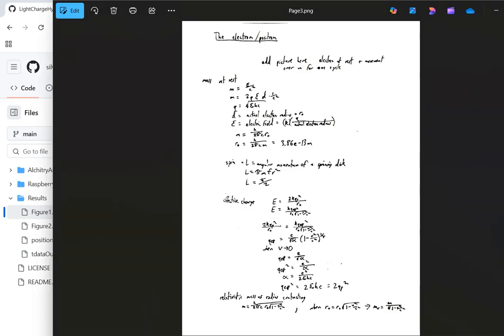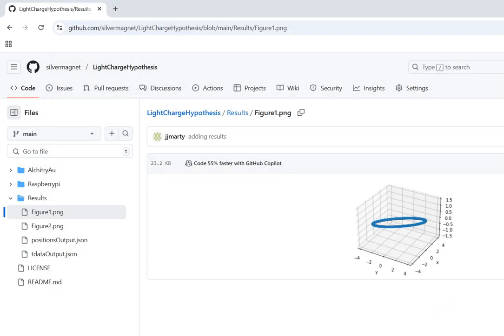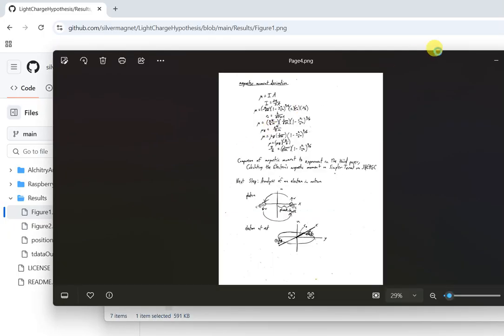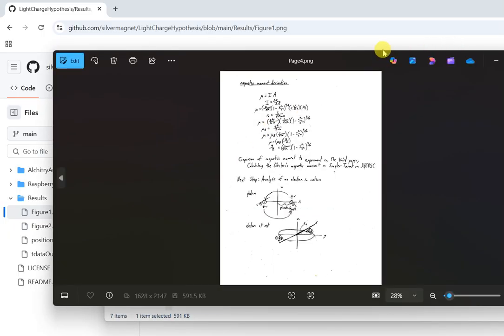Anyway, let's go to page 3. Or that was page 3, page 4, I mean. Anyway.